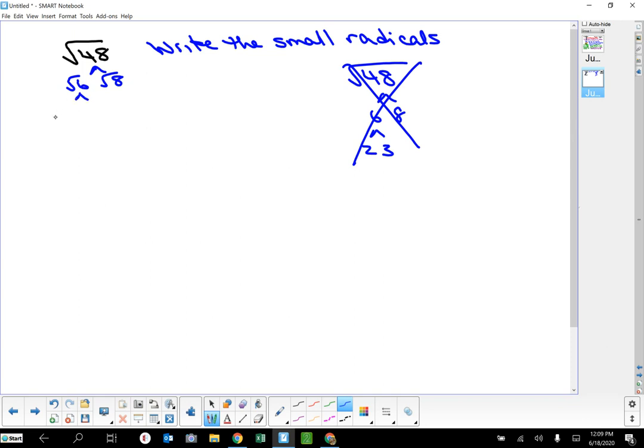So 6 is going to go to 3 and 2. The 6 is gone. The 8 is going to go to 2 and 4. The 8 is gone. The 4 is going to go to a 2 and a 2. And the 4 is gone. All right, so now, remember, I can look for pairs.